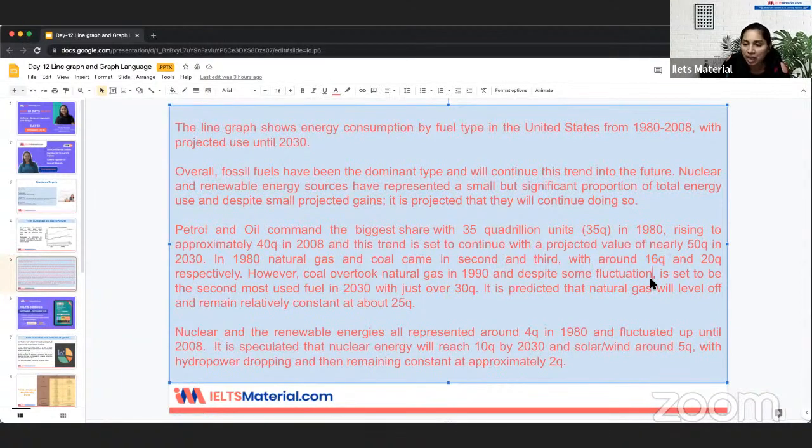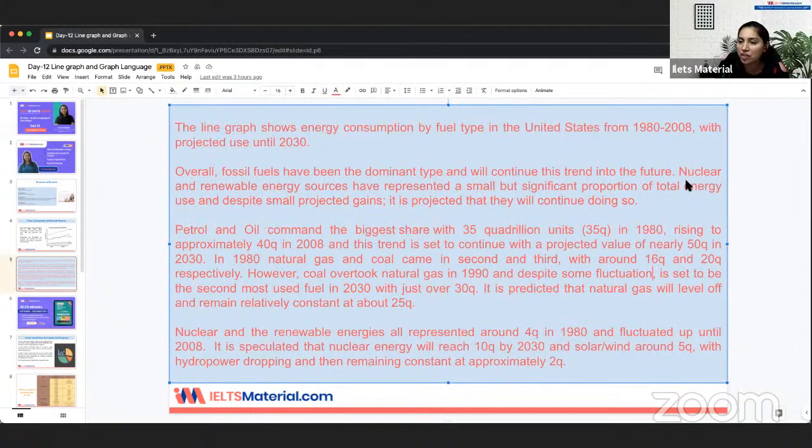Yes, thank you. Okay. Next is: however, coal overtook natural gas in 1990, and despite some fluctuation, is set to be the second most used fuel in 2030 with just over 30 Q. You cannot write short forms everywhere. For example, you cannot write NGO, that is an abbreviation. You can write short forms for the units of measurement.